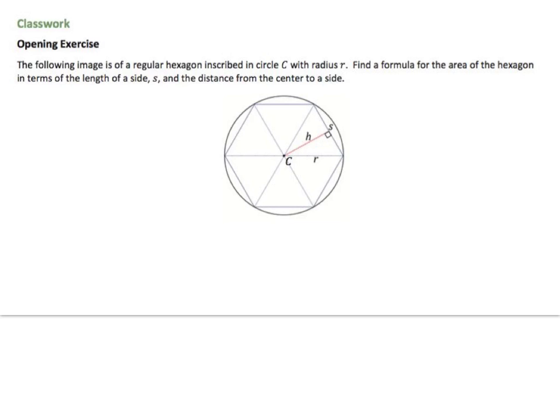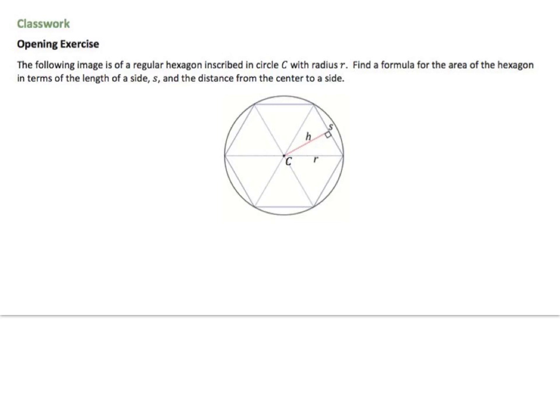So first of all, let's set some groundwork here. I've got a circle with a hexagon inscribed. That means it's inside of the circle. And the circle has a radius of r. You see right here, radius of r, because it goes from the center out. A hexagon has 6 sides. So find a formula for the area of the hexagon in terms of the length of a side, s, and the distance from the center to a side.